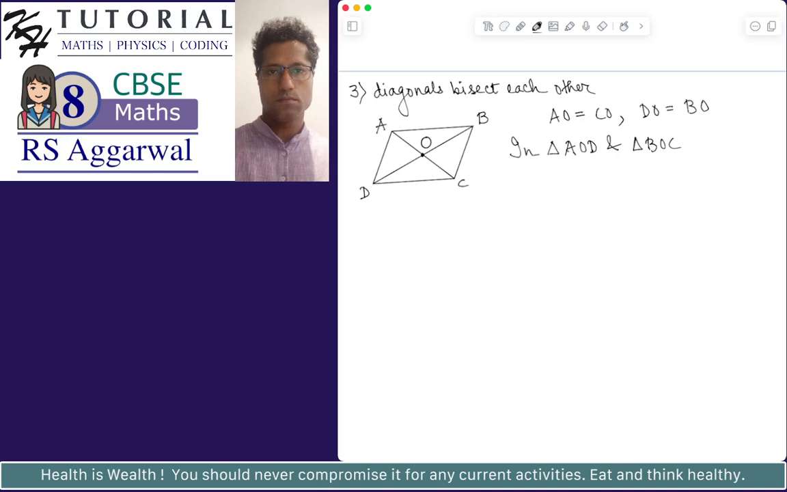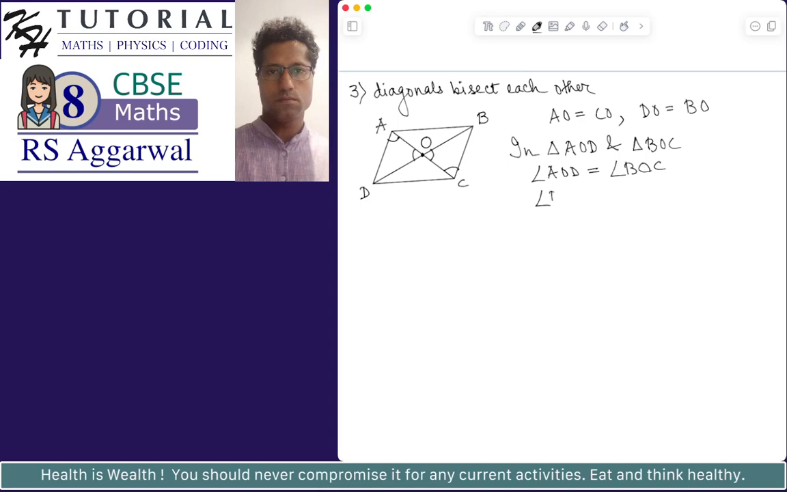The very first thing we can see is that these two angles are equal as they are vertically opposite angles. So angle AOD is equal to angle BOC. They are vertically opposite angles. So one angle we found is equal. What else can we see? We know that this angle will be equal to this angle.